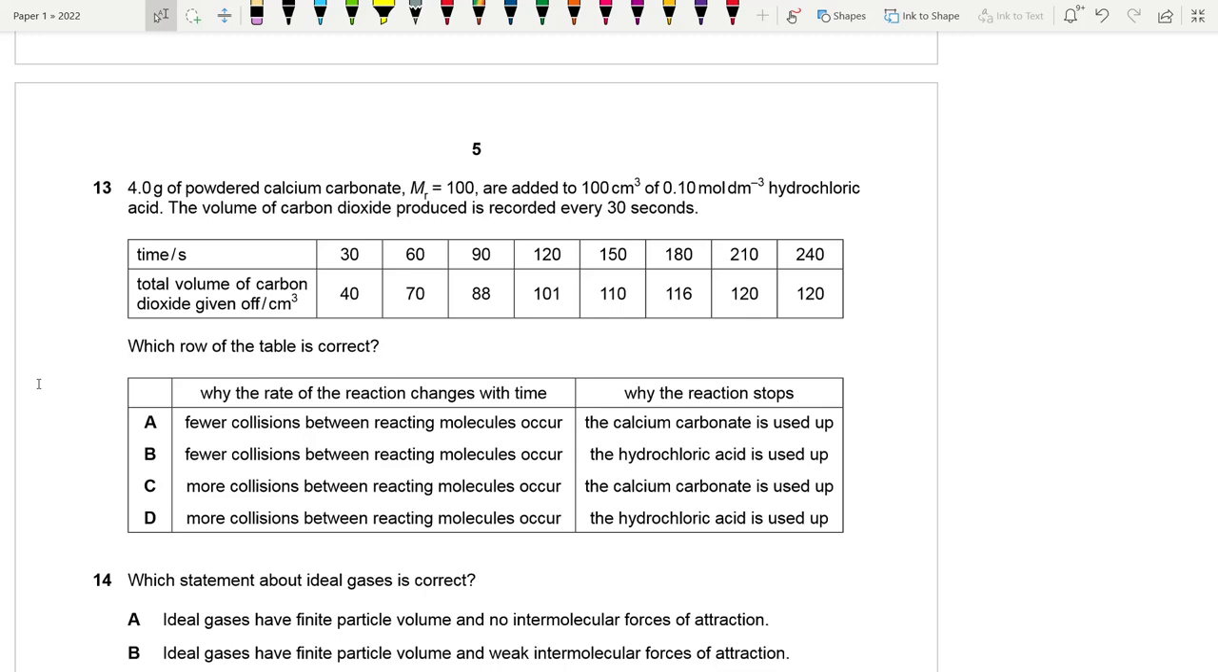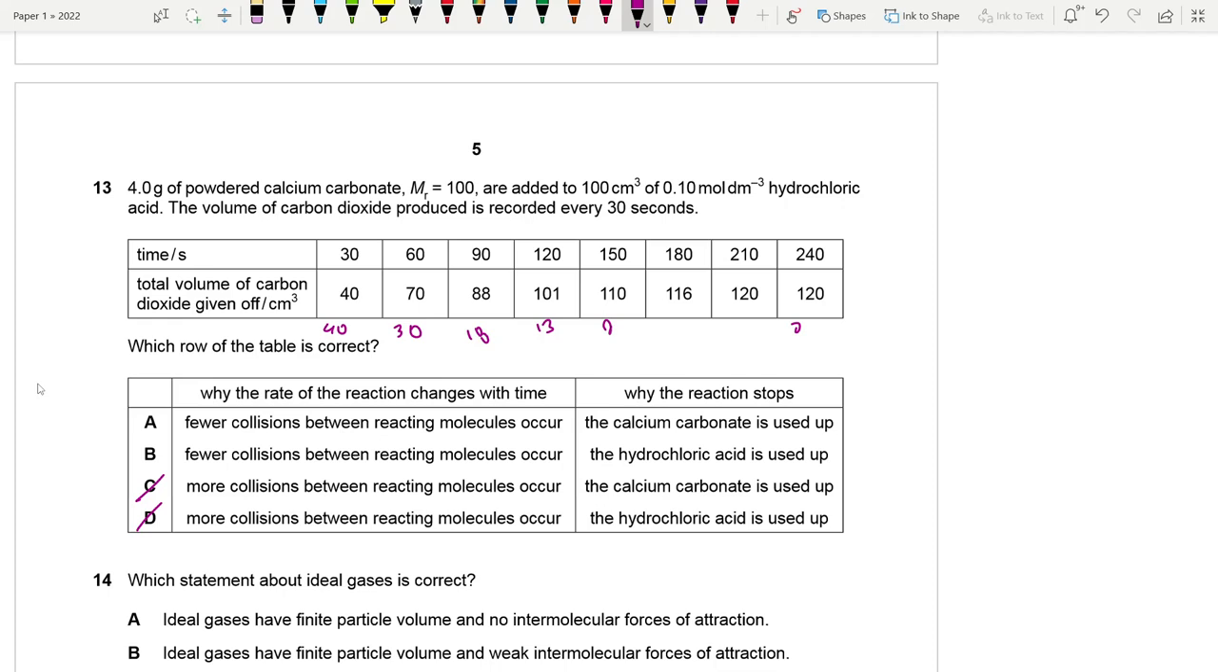Over time, as you can see, the rate is decreasing, right? Look, we got 40 here, 30 here, like cumulative frequency. We had 18 here, 13 here, 9 here, and 0 here. Basically because the reactant is being used up, so we have fewer collisions over time, right? That's why the rate actually decreases. It's between A and B.